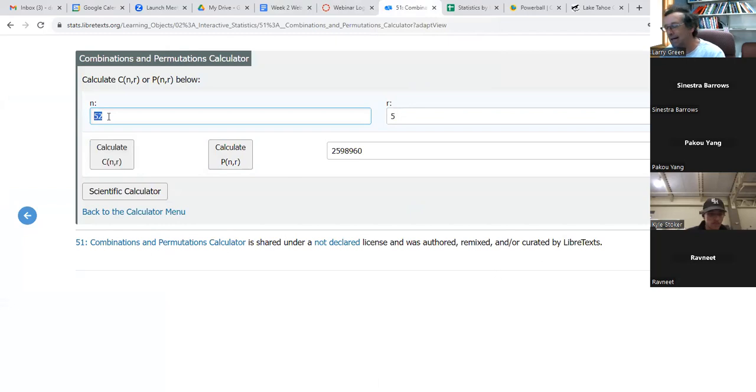N is the number of things that you're picking from, and R is the number of ways of winning. Sorry, R is how many we're picking, not the number of ways of winning. So N is the number we're picking from, and R is how many we're picking. So we're picking from a 52 card hand, and there are 5 things we picked. Does that make sense?